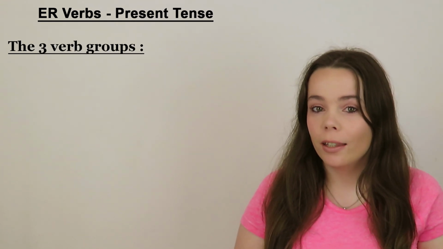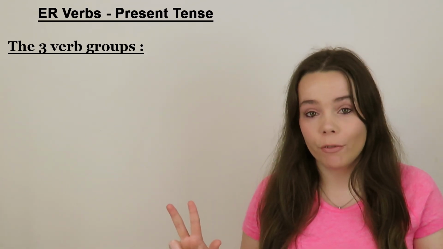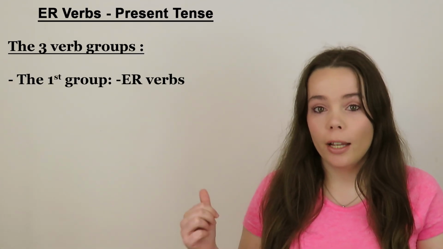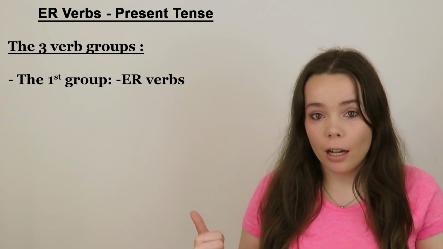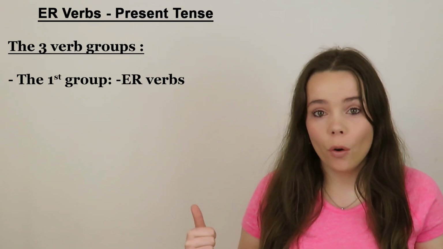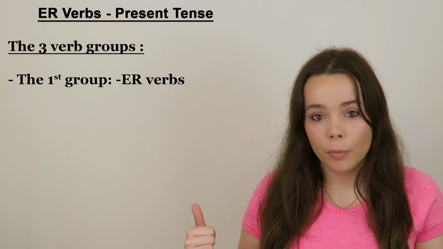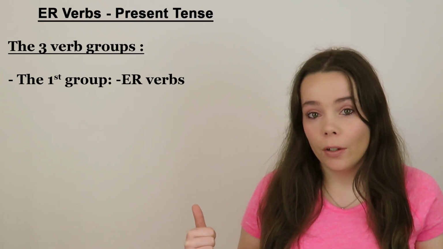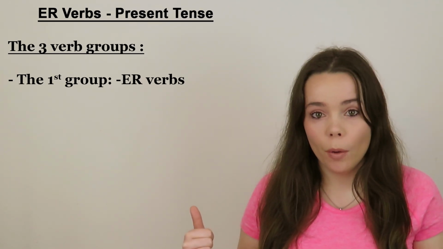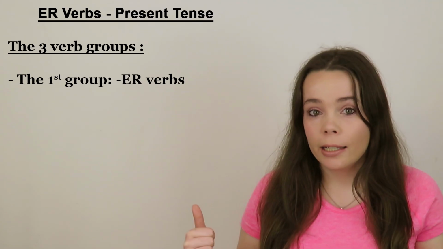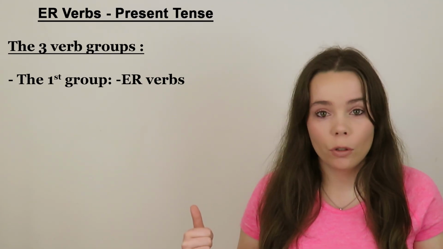So you may already know that there are 3 verb groups in French. The first one is for regular ER verbs, and actually all verbs ending in ER except for aller, which means to go, are regular. So the only irregular verb ending in ER is aller. All the others belong to the first group.